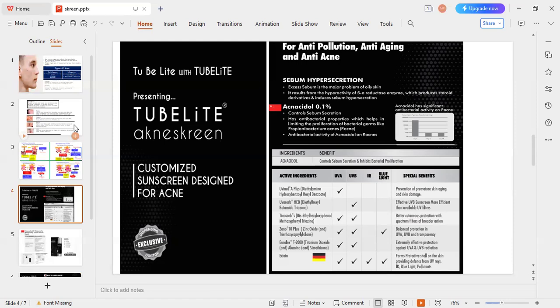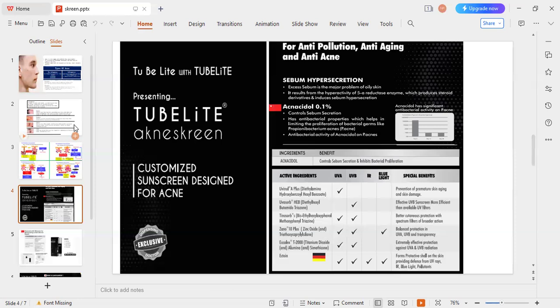So we have a wonderful ingredient in TUBELiTE AkneSkreen called acnesidol, which can actually control the sebum secretion. It has wonderful antibacterial properties which help in limiting bacterial germs like Propionibacterium, which causes P. acnes. So it has a major role in controlling it. Acnesidol has a major role in controlling such sebum secretion so that such P. acnes, or the inflammatory acne, does not come on your face.